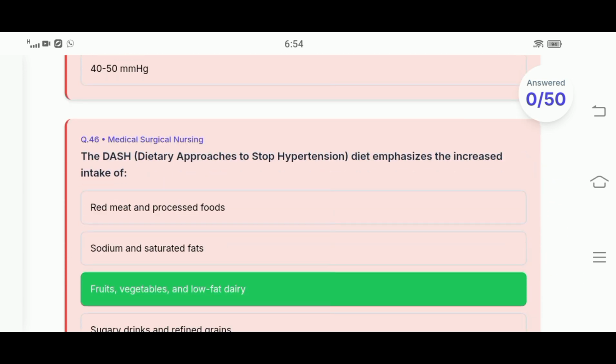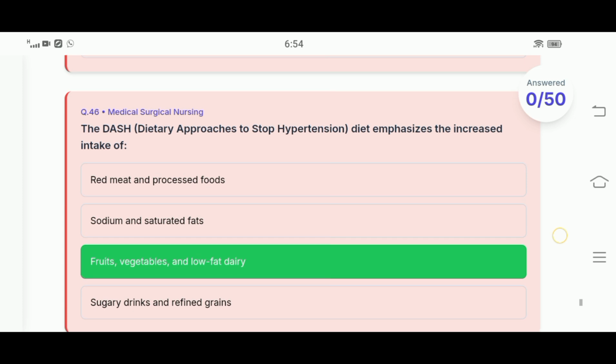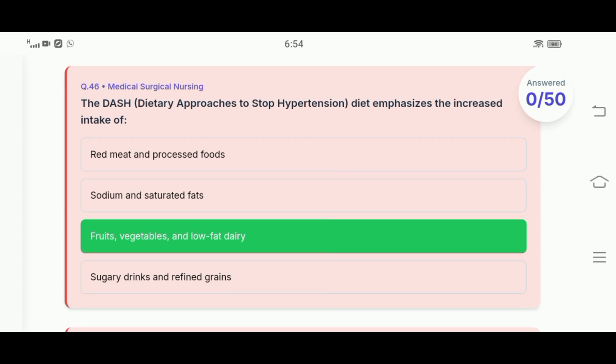46. Surgical nursing. The Dietary Approaches to Stop Hypertension diet emphasizes the increased intake of, options are A. Red meat and processed foods, B. Sodium and saturated fats, C. Fruits, vegetables and low fat dairy, and D. Sugary drinks and refined grains. So the correct answer is C.